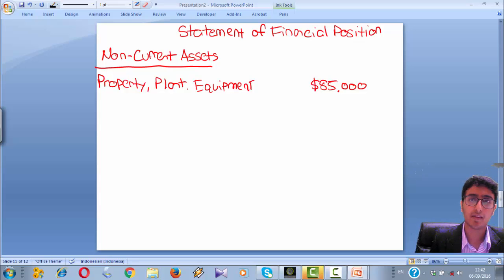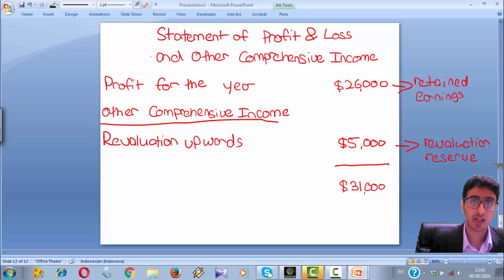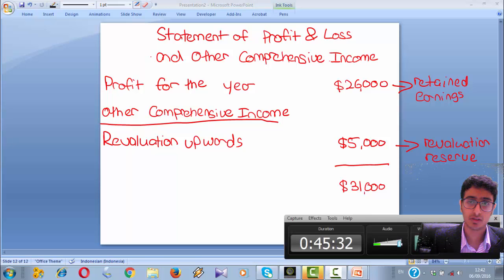Yes? And the depreciation will also be charged at the profit and loss. Okay? The third place where we put revaluation is in the other comprehensive income, where I will write down $5,000 or the difference also. Okay? Three things to remember.